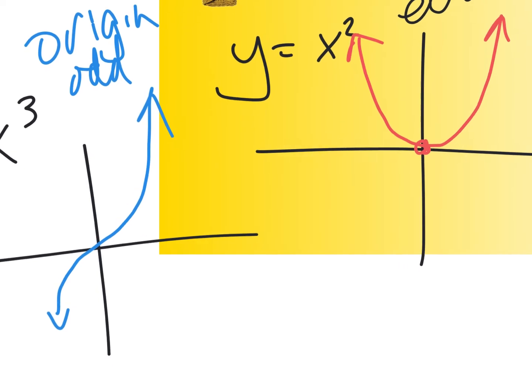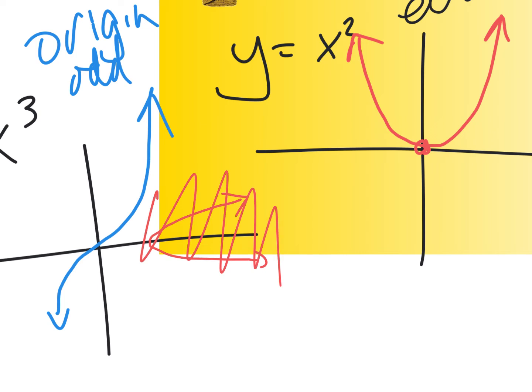And why won't we ever have this kind of symmetry for our functions? This is not a function. It doesn't pass the vertical line test. Good. So we won't have to worry about that kind. They don't have a name because they're not functions. We're only dealing with functions right now.